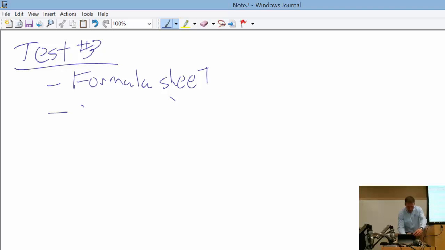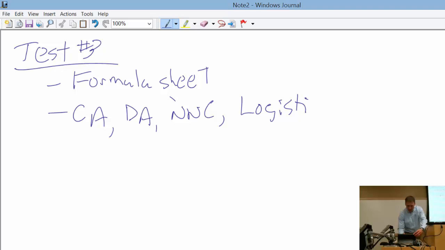The material on the exam starts with cluster analysis. It does discriminant analysis, nearest neighbor classification, and also logistic regression up to the point that I mentioned to you today. So it's not the entire stuff that we talked about today.